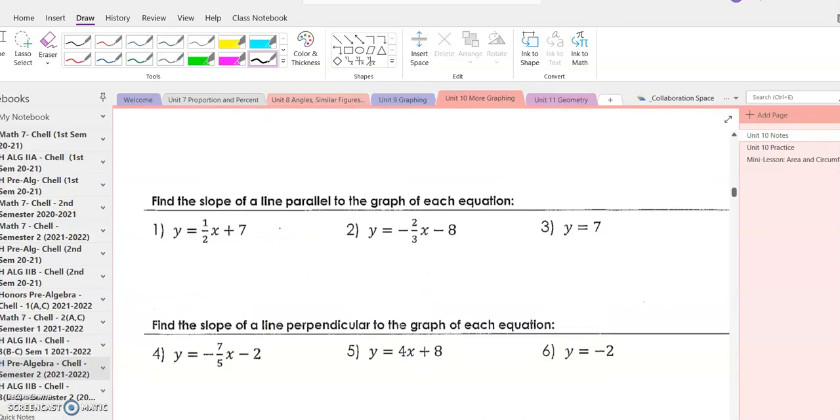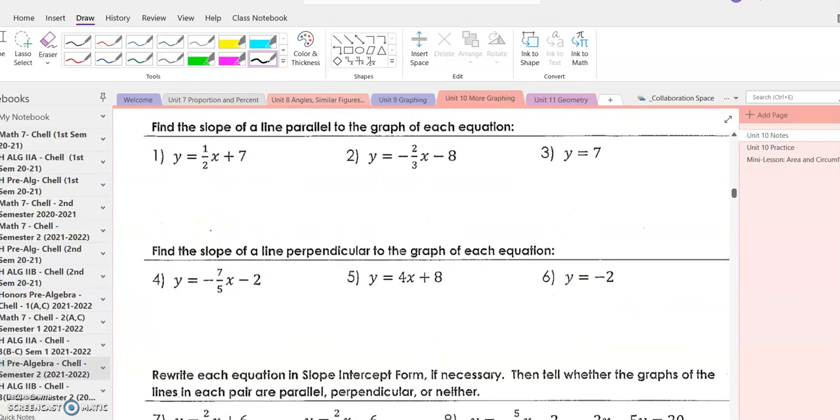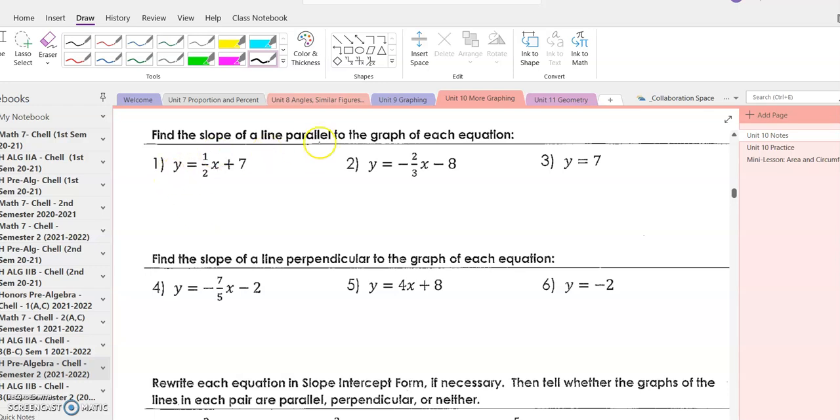Now we're going to get a little look at just looking at the equations themselves. Find the slope of a line parallel to the graph of each equation. So if you guys remember, parallel slopes are equal. So if I wanted to write a new equation, y equals, actually, we're not even going to go that far. Parallel slope for this problem, well, the slope is 1/2, so the parallel slope would still be 1/2. For number 2, parallel slope again is the same, so it's still going to be -2/3.